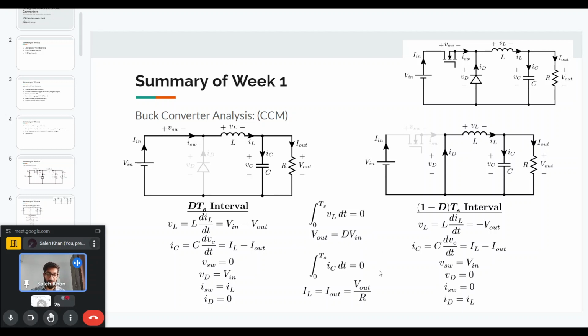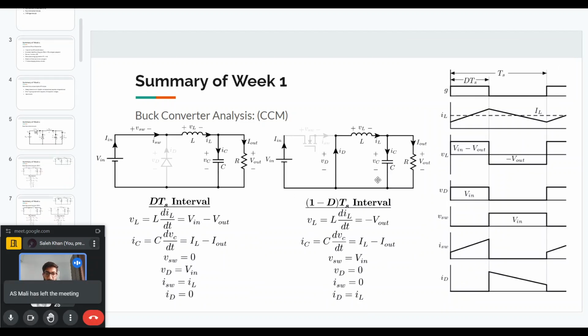And similarly, if we apply the capacitor charge balance principle, we can get that the average of the inductor current is equal to the output current. And we can write the output current for a resistive load as V out divided by the resistance R. So now we can see some waveforms using this analysis.